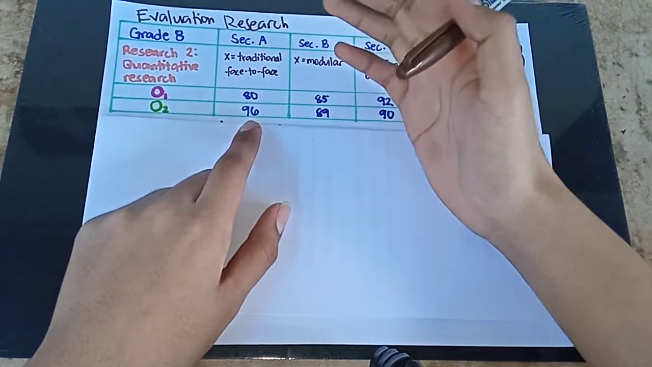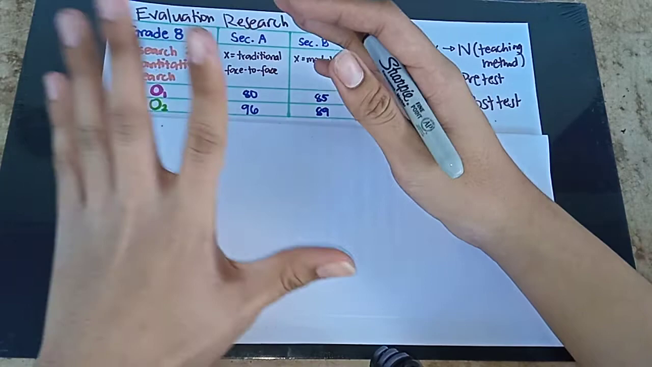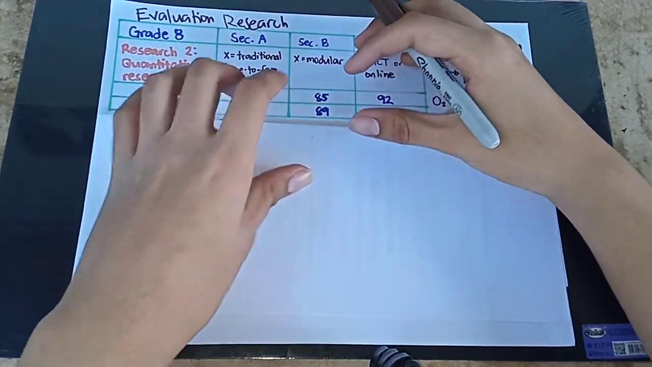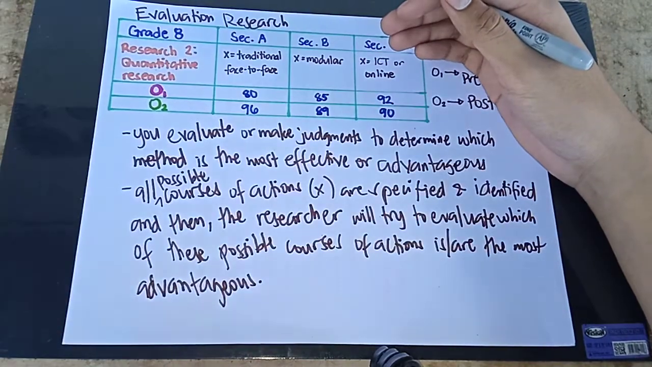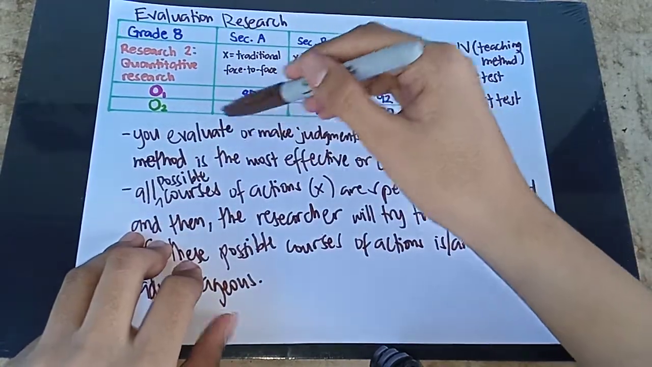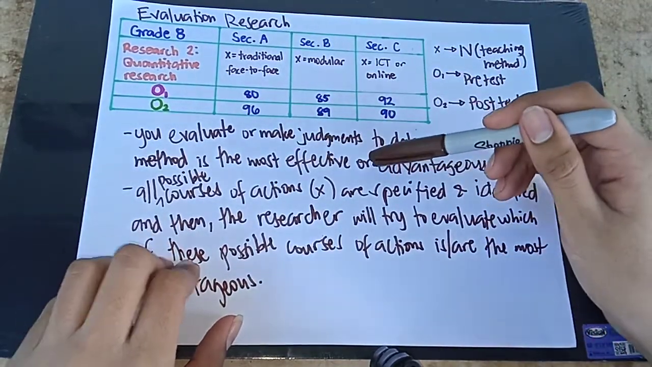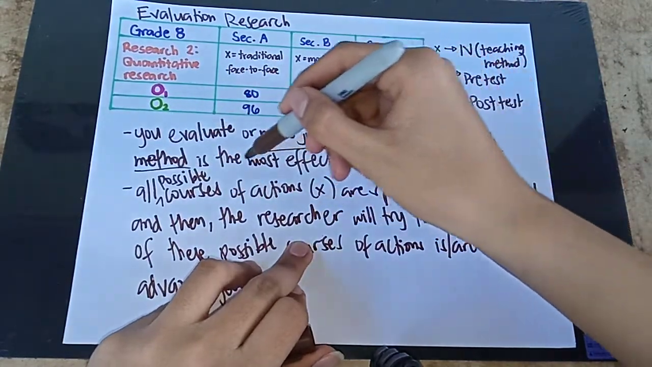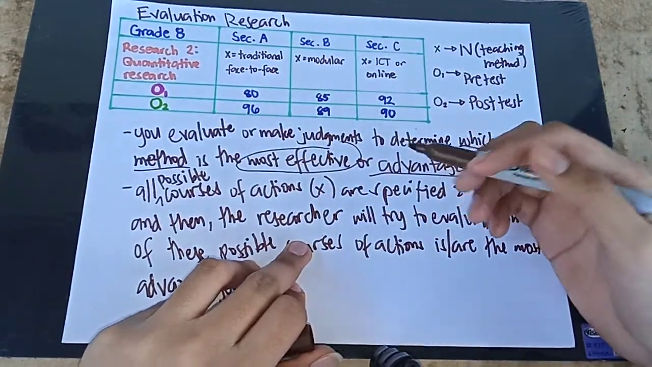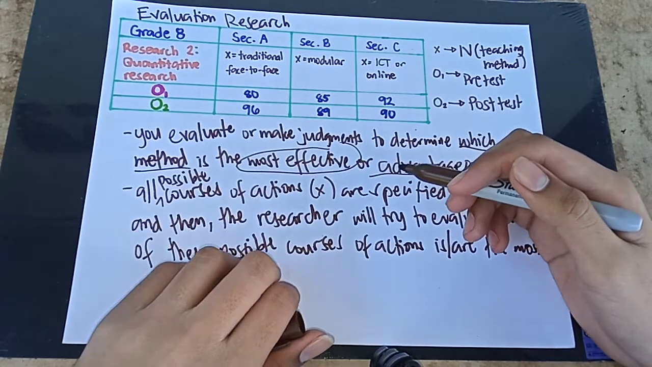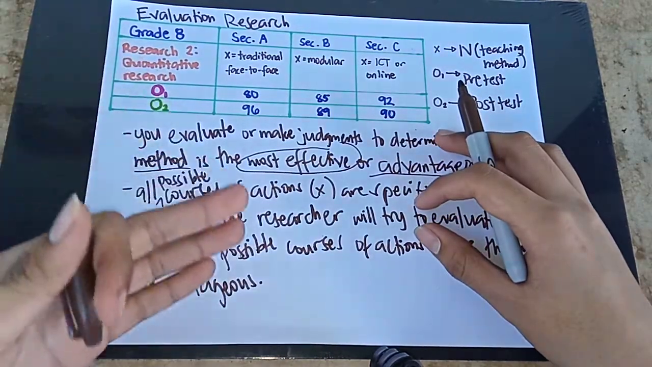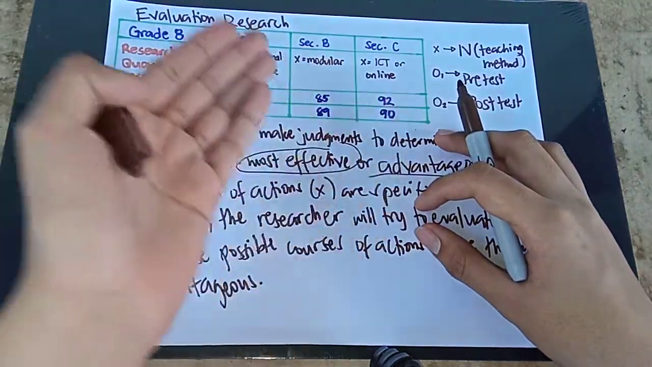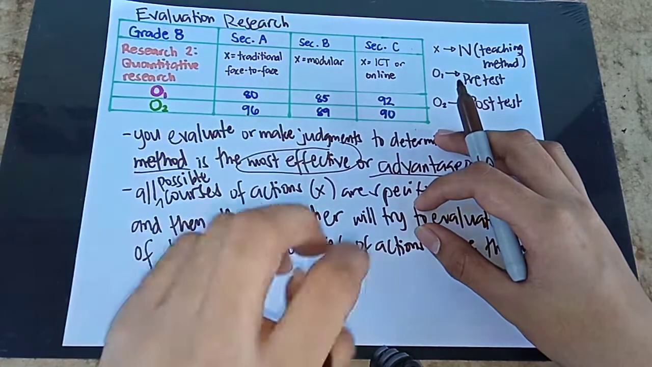Now, given this example, how do we define evaluation research? In evaluation research, you evaluate. And when we say evaluate, you make judgments to determine which method is the most effective or advantageous. So, you evaluate which is the most efficient, most effective, most advantageous out of all the independent variable methods.